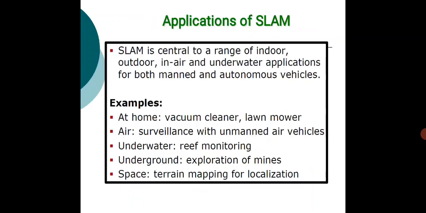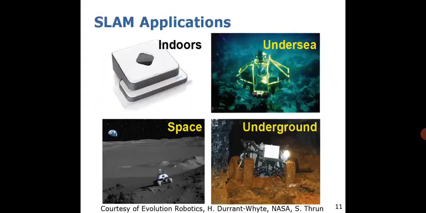So what are the applications of SLAM? It is central to a range of indoor, outdoor, in-air, and underwater applications, for both manned and autonomous vehicles. If I'm going to use it at home, it could be a vacuum cleaner or a lawn mower. If it is used in the air, it is surveillance with unmanned air vehicles. Similarly underwater, underground, space, and terrain mapping for localization. These are the applications shown in the pictures: underground, space, undersea, indoors.